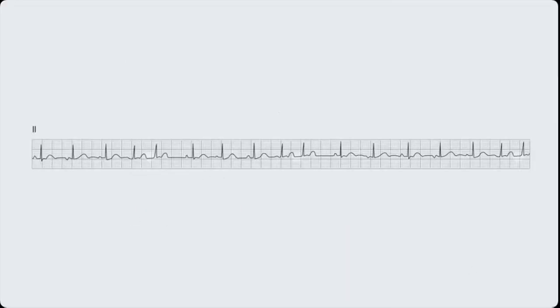Here, does someone want to write in the chat their analysis of this rhythm? Like we did earlier on, we said it was a regular narrow complex tachycardia. How would you describe this particular rhythm that's on screen? We can do it in pieces if you'd prefer. Is this rhythm regular or irregular? Okay, it's irregular, and it's irregularly irregular. Are the complexes narrow or wide? Okay, they're narrow. That's right.